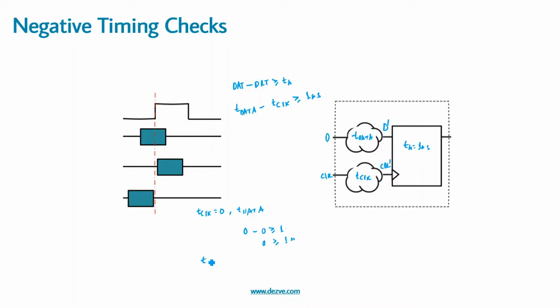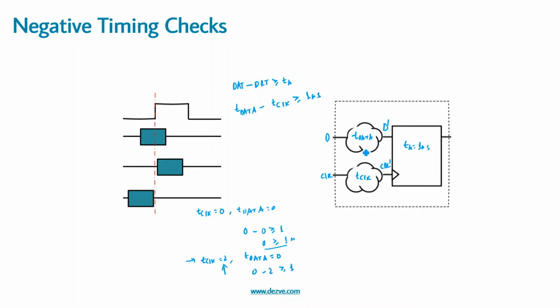Now, what if the T clock is 2 and T data is 0, correct? So in this case, we'll have 0 minus 2 greater than or equal to 1, and we see that if you see the difference, earlier it was only violating by 1 ns, now it's violating by 3 ns. So if we increase the clock path delay, the hold has worsened by 2 ns. The hold requirement for the combined circuit would be 3 ns if we take this scenario.